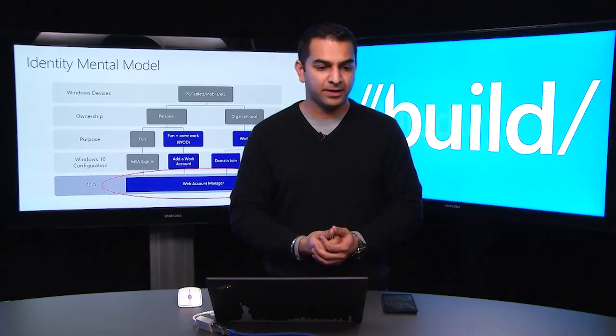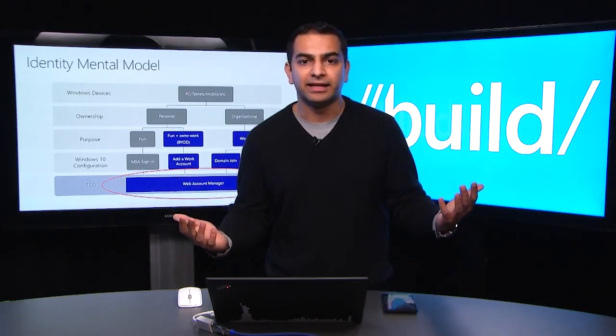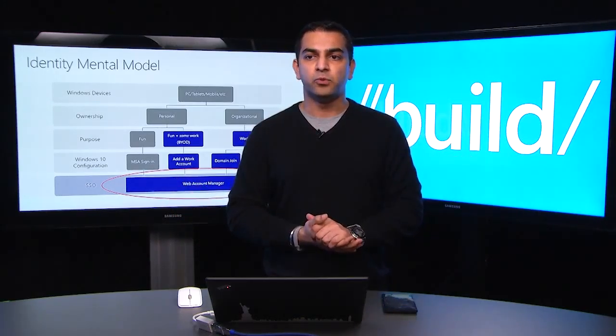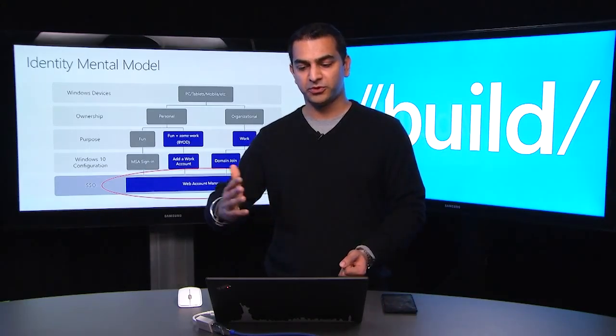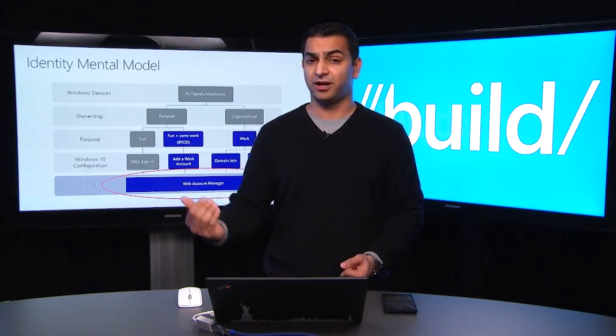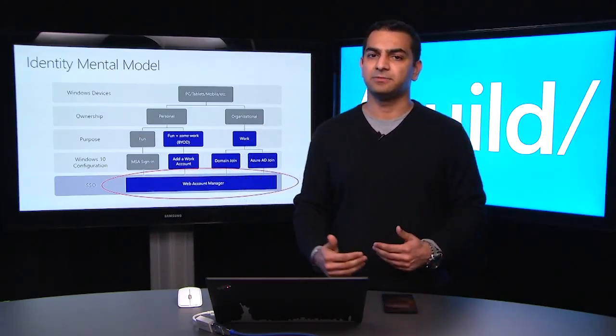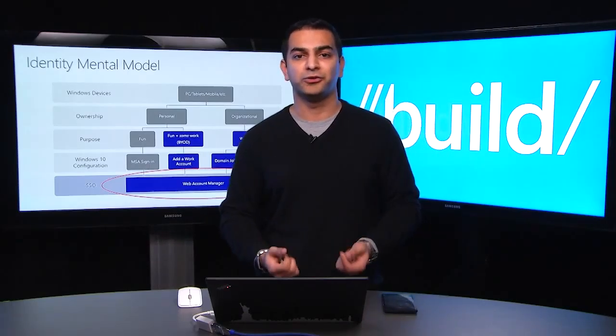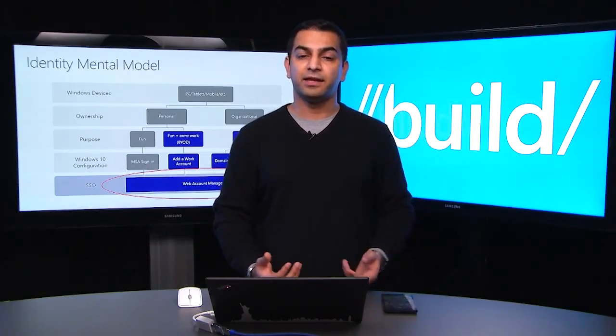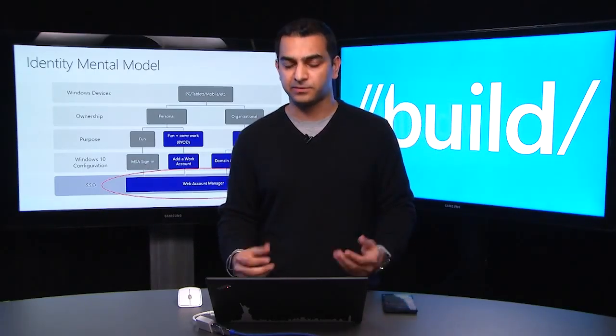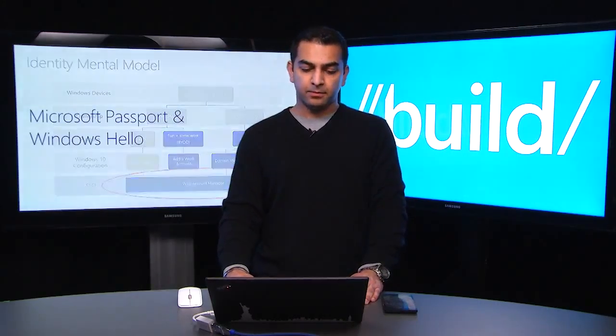So, for example, let's say you were writing a store client, and you want the store client to default to a consumer catalog if the user had logged in with their personal identity, but you wanted to go to the enterprise catalog if the user had logged in with their work identity. So Web Account Manager, once again, makes that possible. So you can just target the logged on users and the context in which they're running, and then curate the experience in your apps. All right, moving on.